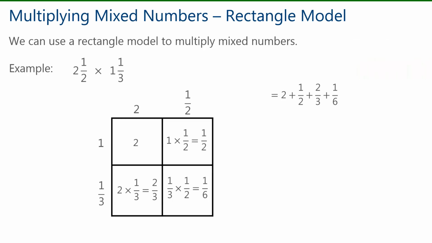So I rewrite those fractions, and I get 2 plus 3/6. 2/3 is 4/6, and 1/6 stays the same. When I add those fractions together, I get 2 plus 8/6. 8/6 can be rewritten as a mixed number, and it becomes 2 plus 1 2/6. So then I have 3 2/6, and 2/6 can be reduced to 3 1/3. While the rectangle model works, it's a little more labor intensive than the following method.